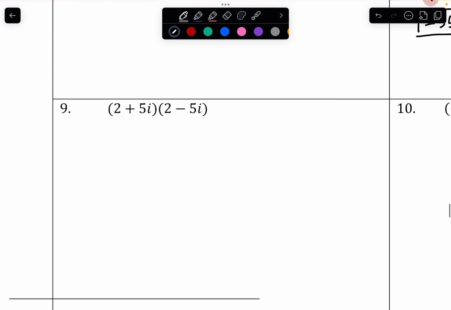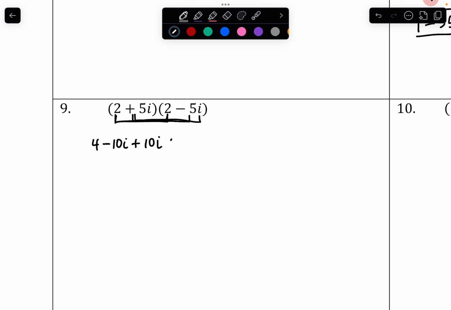Okay, here we have a binomial times a binomial, so 2 times 2 is 4. 2 times -5i is -10i. Inside would be positive 10i. And then last would be -25i squared. i squared is the same as -1, so change that sign.